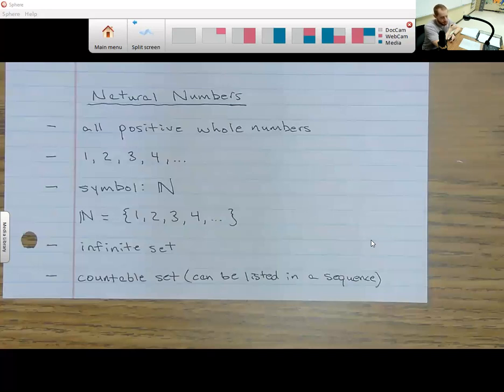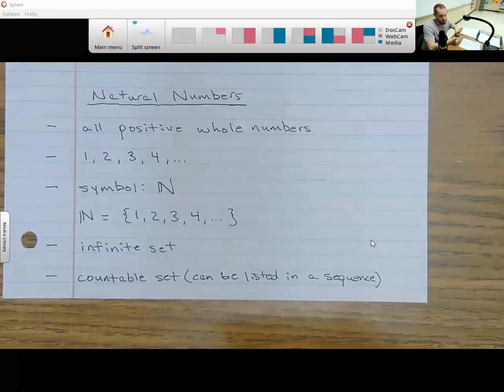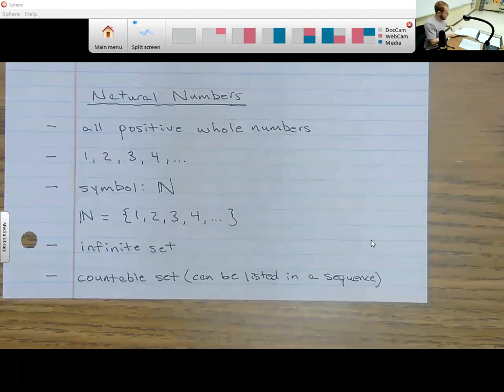The way I think about it is, when you're a kid and you're learning how to count for the first time, you don't start off with 0, right? You don't say 0, okay, 1, 2, 3. No, you start off with 1, 2, 3. So 1 is the first natural number, and then 2 is the second natural number, and then 3 and 4 and so on. All the positive whole numbers make up the natural numbers. Okay? So I'll leave that up there for a few seconds so you can get it. And we will move on to the next number set, the integers.